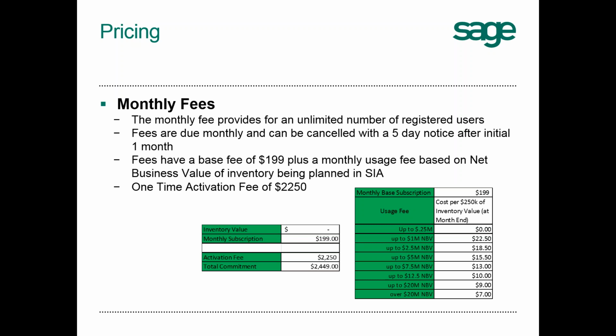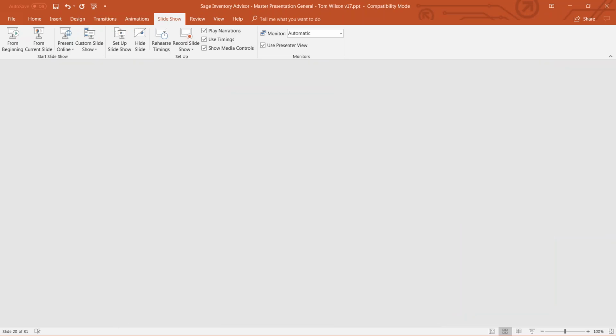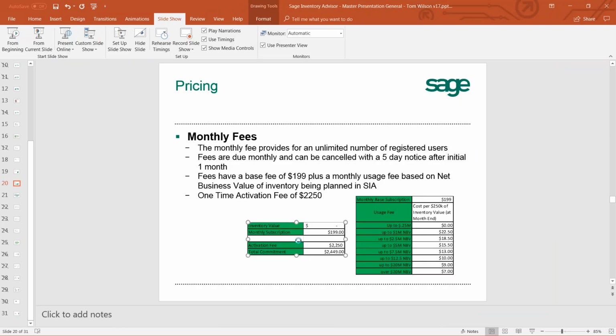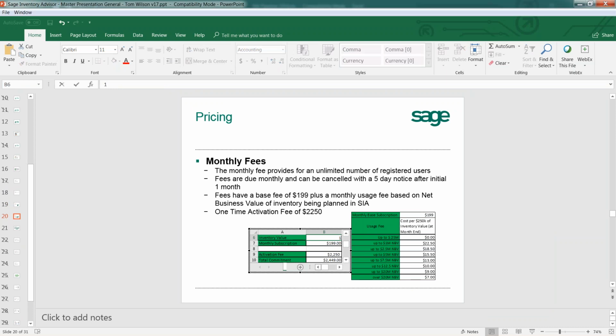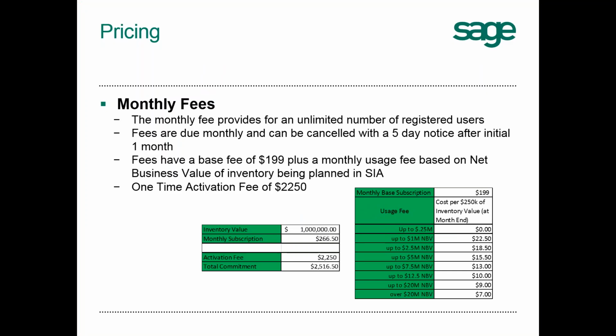And that would equate, this is a live calculator, so let me go run it. With $1 million of inventory, your monthly fee, which includes the base fee plus 3 additional increments of $250,000 at $22.50 each, totals $266.50.